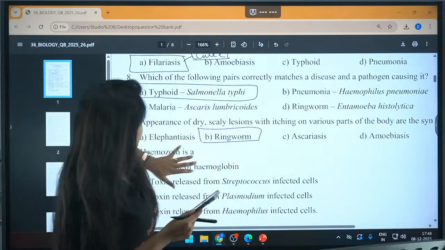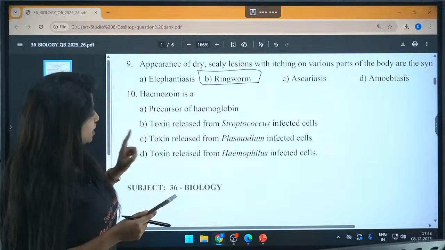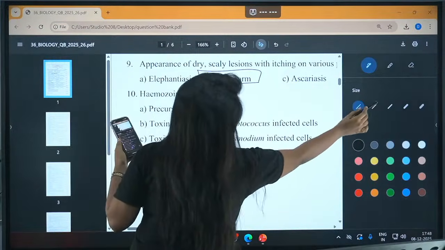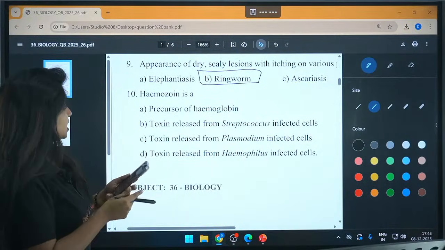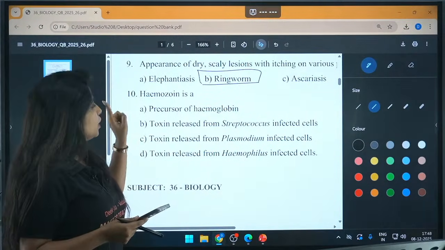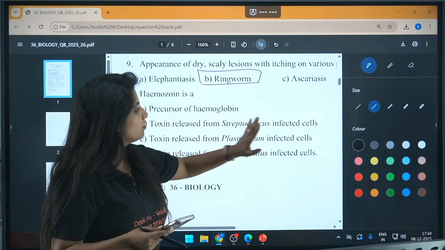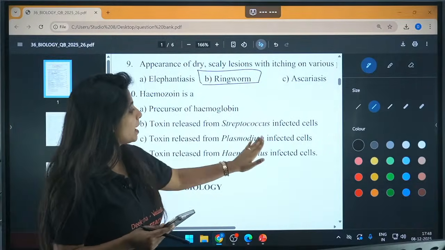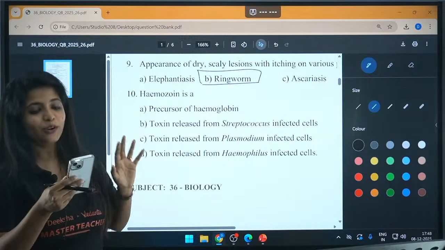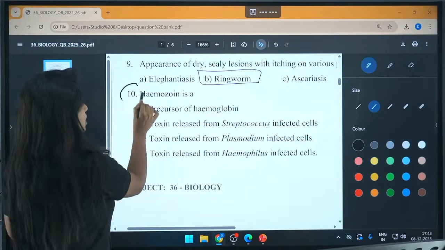Let's go ahead then. Next question, the 10th question. Now this is a question whose answer I want from you guys. Hemozoin is what? Precursor of hemoglobin. Toxin released from streptococcus infected cells. Toxin released from plasmodium infected cells. Toxin released from hemophilus infected cells. What do you think is the answer for the 10th question?